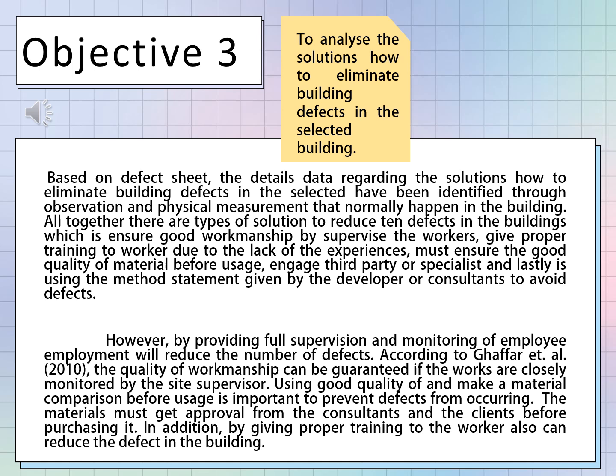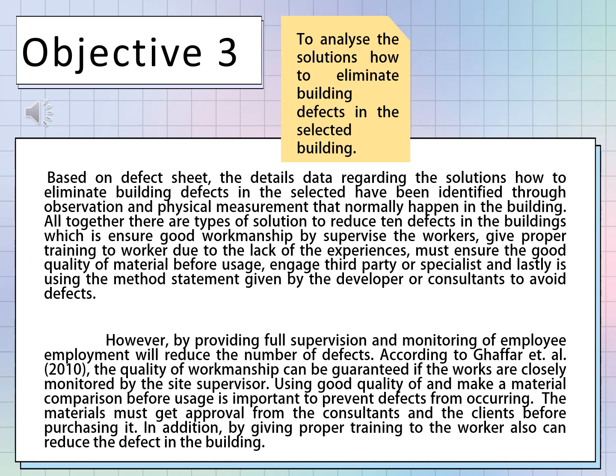Based on the defect sheet, the detailed data regarding the solution of how to eliminate building defect in the selected building have been identified through observation and physical measurement that normally happen in the building. Altogether, there are types of solution to reduce the 10 defects in the buildings, which are: ensure good workmanship by supervising the workers, give proper training to the workers due to the lack of experience, ensure the good quality of material before usage, engage a third party or specialist, and lastly, use the method statement given by the developer or consultant to avoid defect.